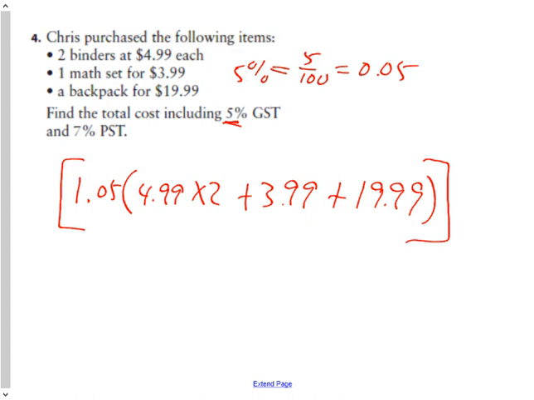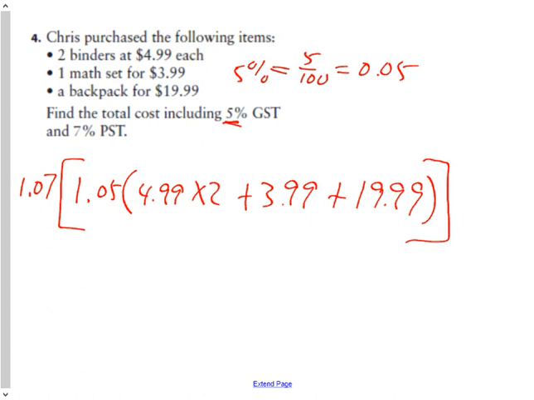Now once that's calculated, I'm going to multiply all of that by 1.07 to get the cost with the additional PST. And that's what provinces do. They first calculate the cost of the items with the GST attached, and then they tax you on that GST price rather than the non-GST price, because it makes them a little bit more money.